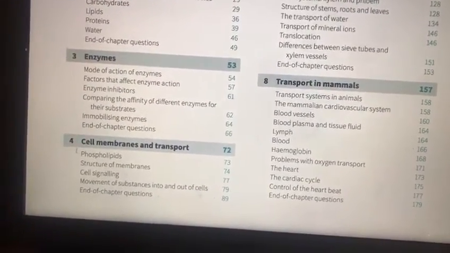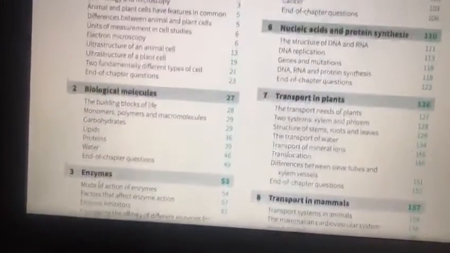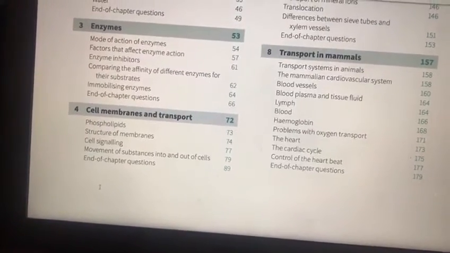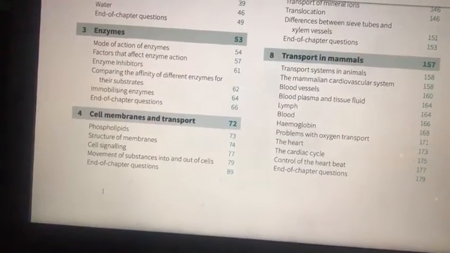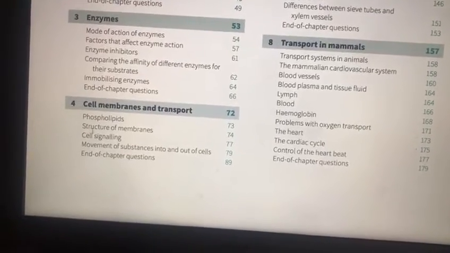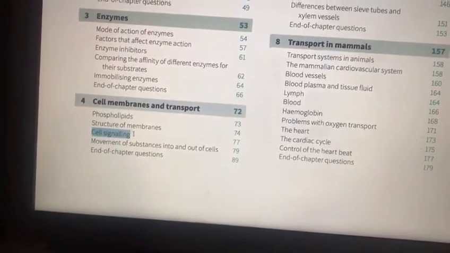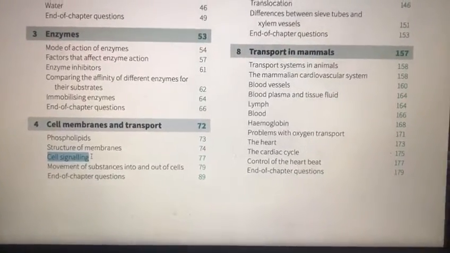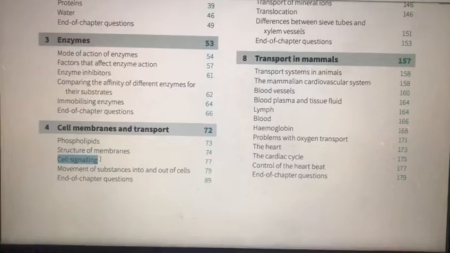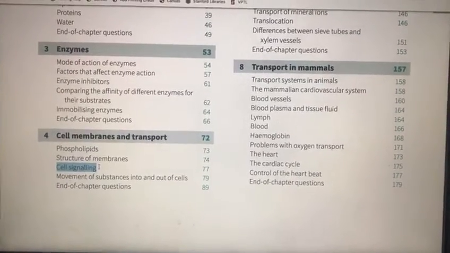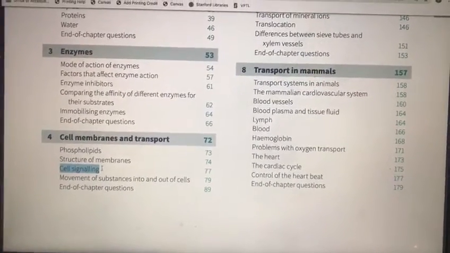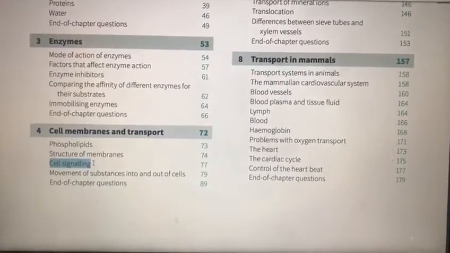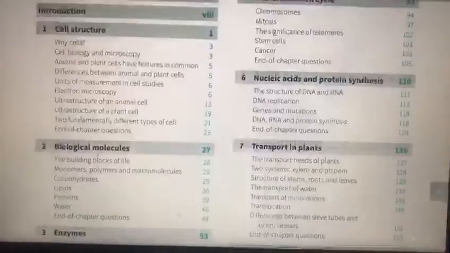Then we have cell membranes and transport. Again, this is, I think, a little bit of both, because it does have materials. It's not very material heavy, but it's also very technical. You need to get a grasp, especially of cell signaling, because in your exam, it's very common for Cambridge to give a particular question in cell signaling on how that works, especially with the example of insulin. So it's very common to have that particular question, and it's really important that you actually master this chapter.